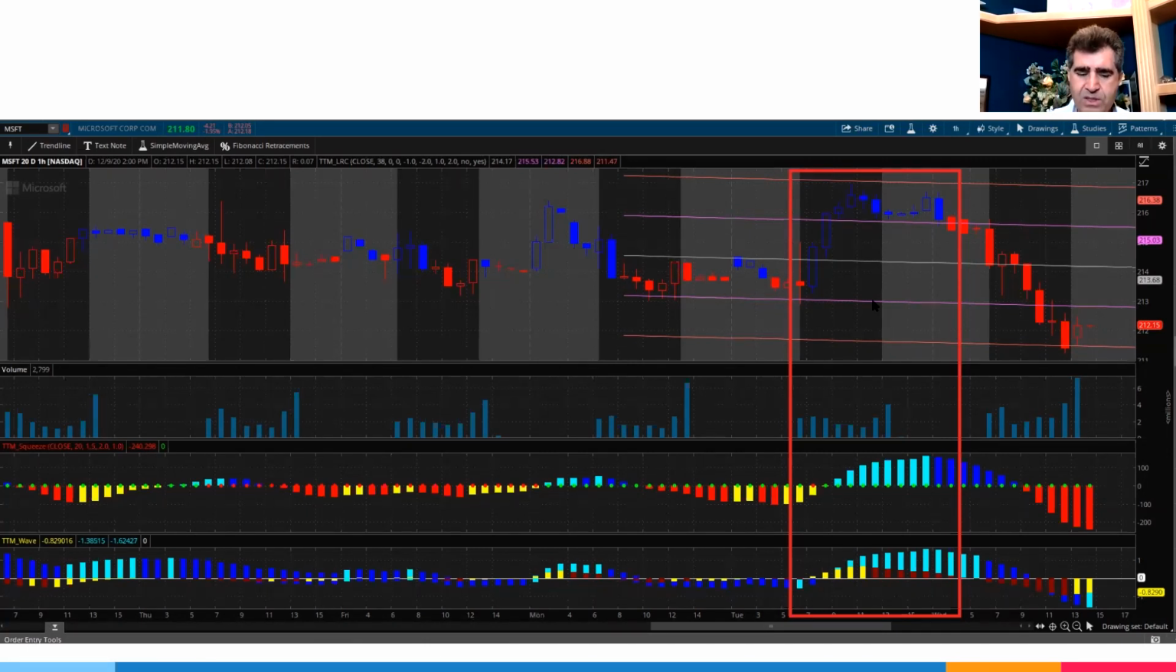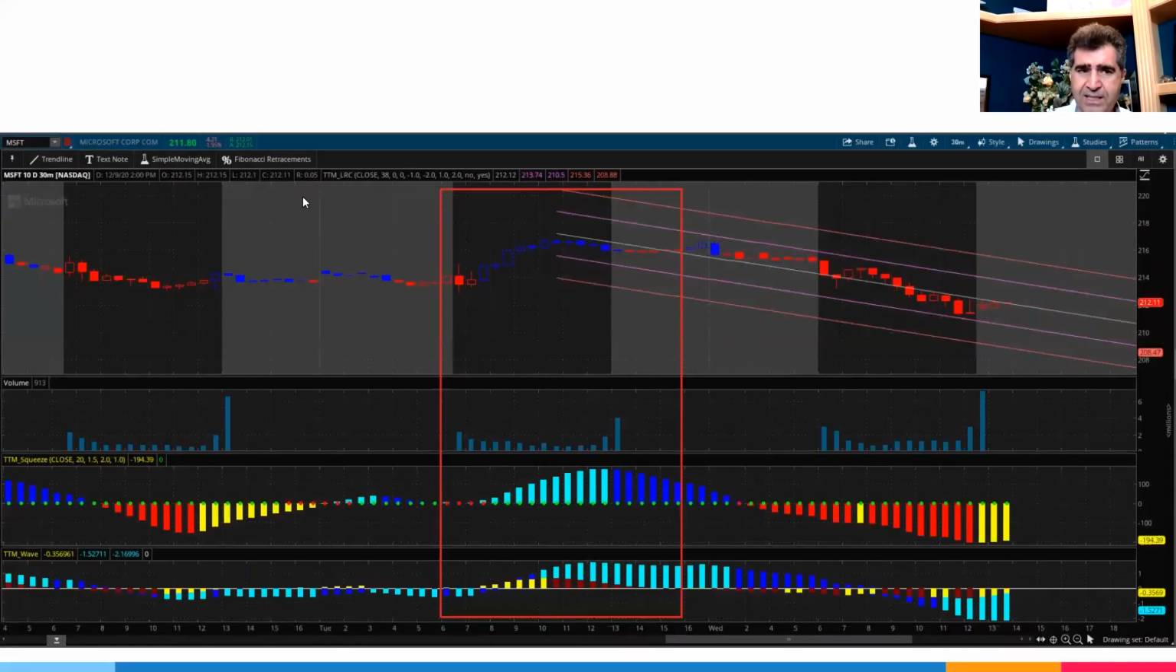So how are we going to use them? I want to use the 30 minutes. Let's say you're even more shorter term, and let's apply that 30 minutes on Microsoft again. We go back, the same ideas. We had a squeeze here, and if you notice, then we went to green, and green dots mean time for action. Now, again, this is 30 minutes, so very short term. You're going to be in it, but you can see that after a little bit it kind of fizzled out. That's why it's important to have the confirmations.